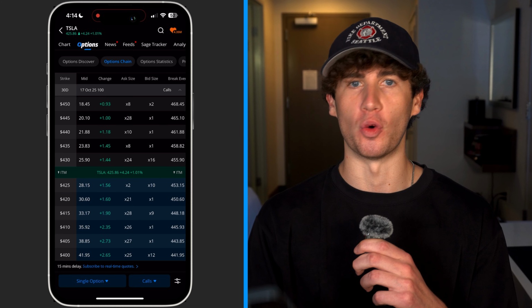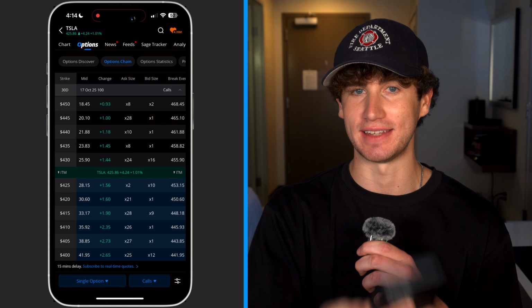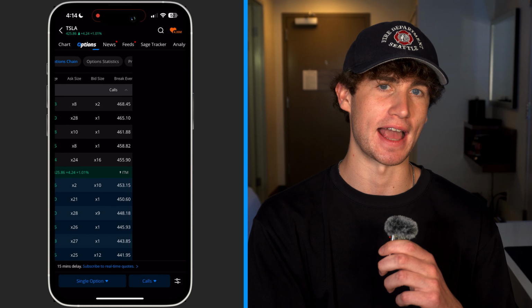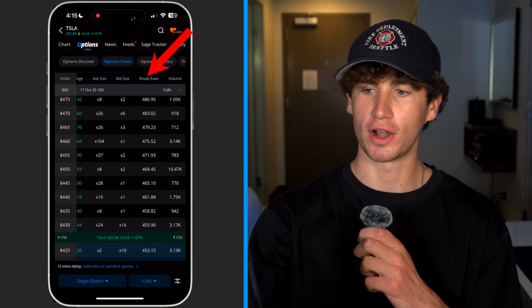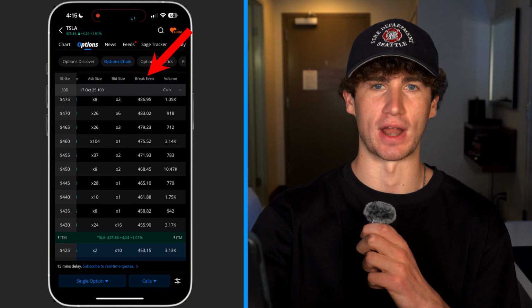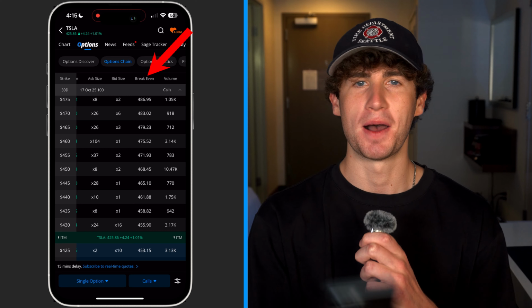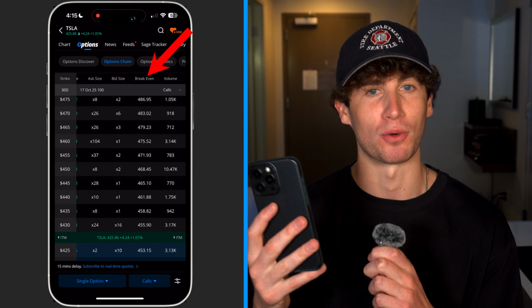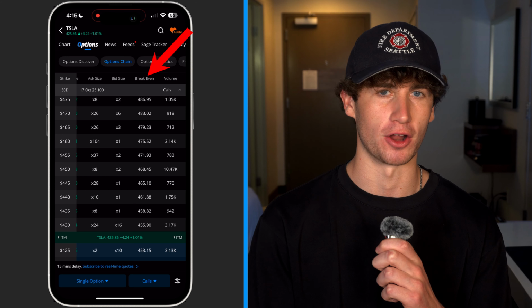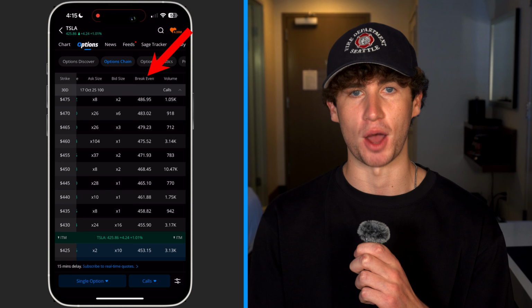We need to factor in what we have to pay to buy the option, and thankfully there's a way to see what the stock must be trading at for us to be profitable after factoring that in. If you scroll over, you'll see this column that says break even. Since we believe Tesla will be trading at $460 by October 17th, we need to buy the strike price that has a break even of less than $460 for our prediction to be profitable when the option expires.